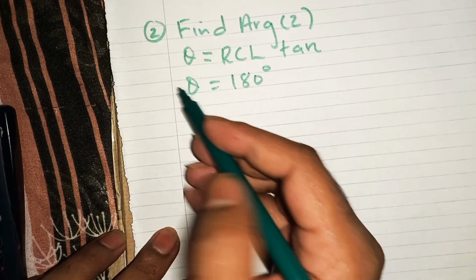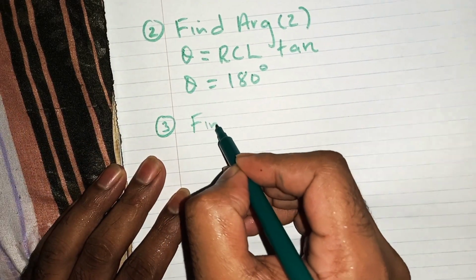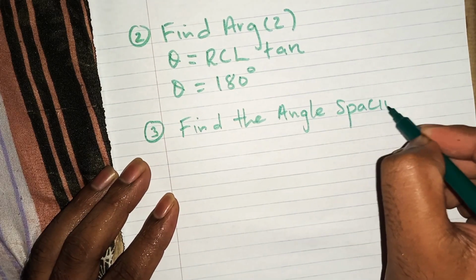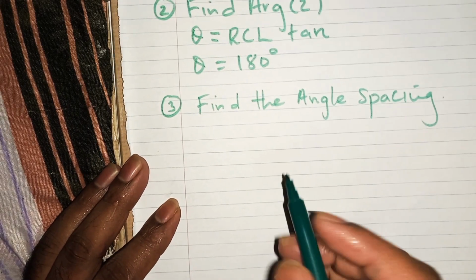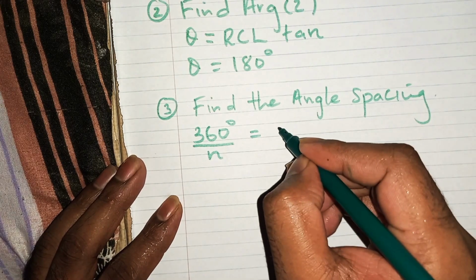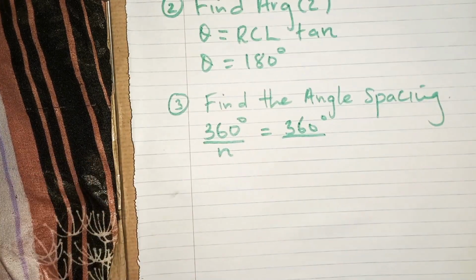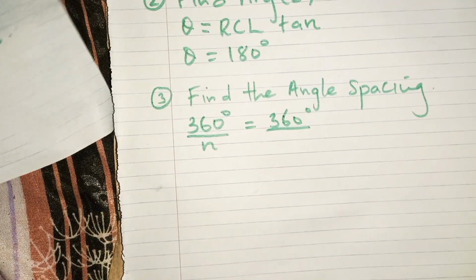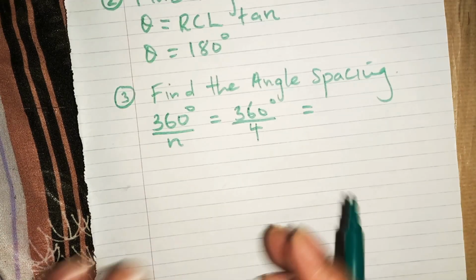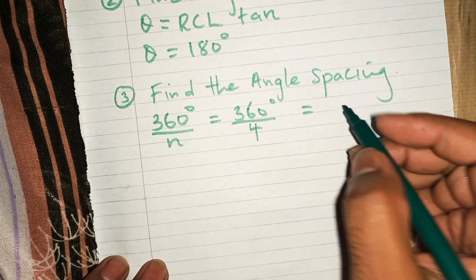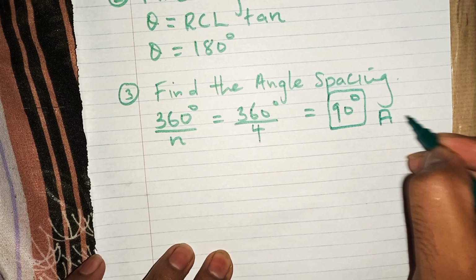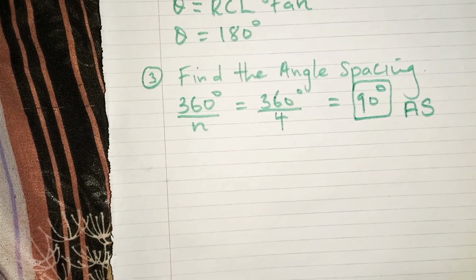Now the third step is to find the angle spacing. We have to find the angle spacing, and how is that done? We will do 360 divided by n. So 360 degrees divided by our value of n, which is equal to 4, right? 4 is coming from here. So 360 divided by 4 is basically 90 degrees. So this is our angle spacing, right? Let's call that AS, angle spacing.